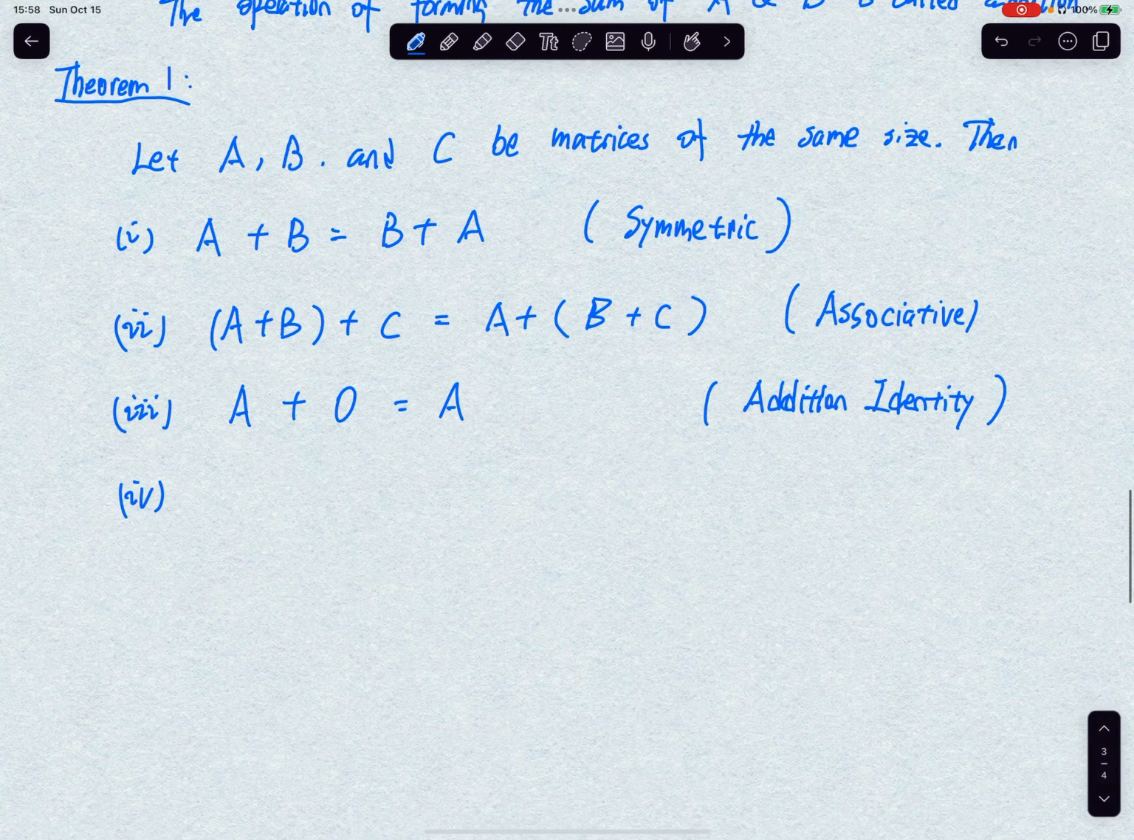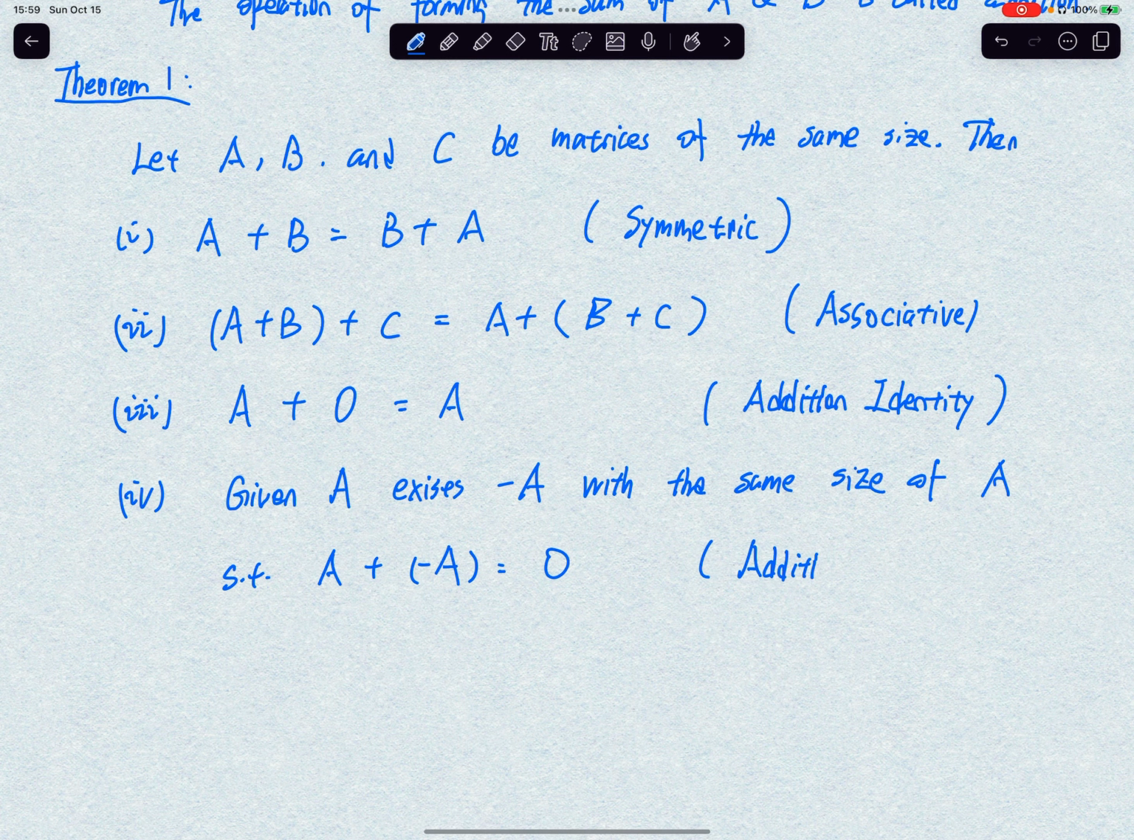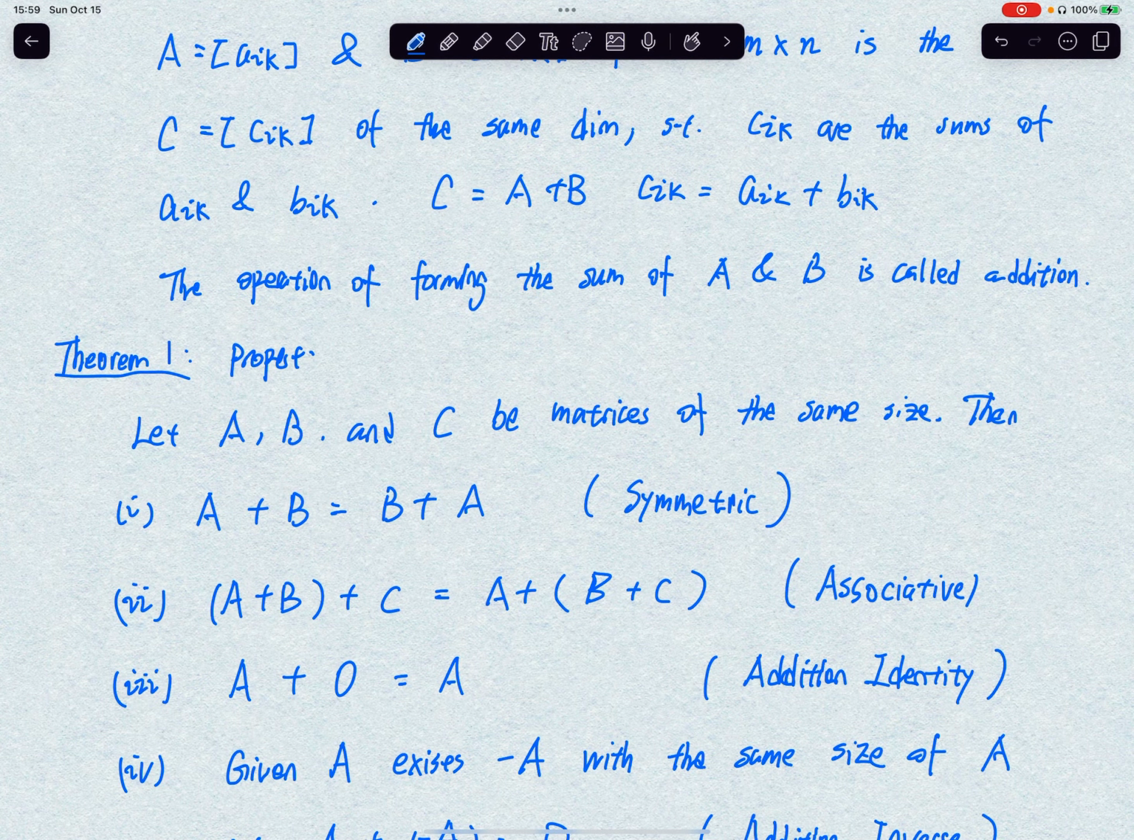And fourthly, if we are given A, there exists minus A with the same size as A, such that A plus minus A equals 0. So that is the inverse, the addition inverse. So this is the property for matrix addition.